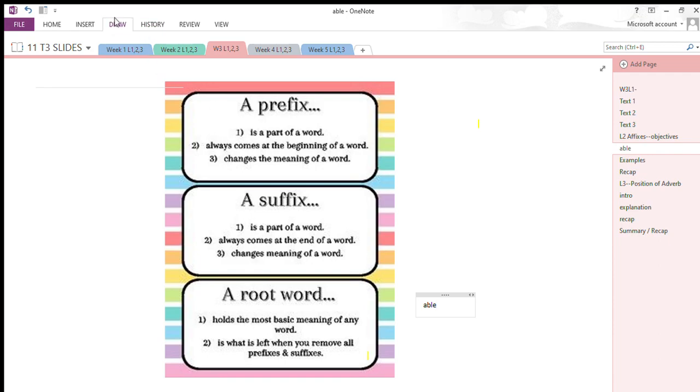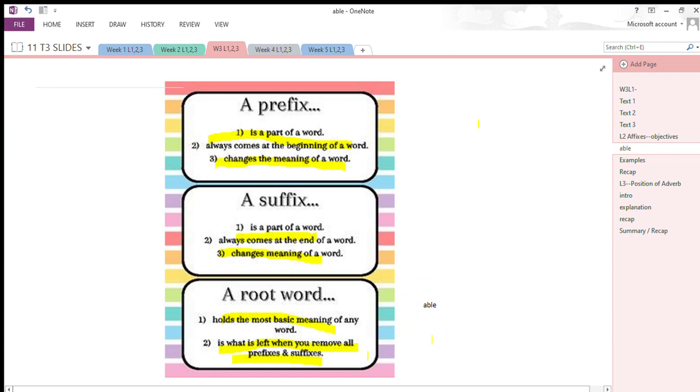A prefix is a part of a word and it always comes at the beginning of a word and it changes the meaning of a word. A suffix is a part of a word, it always comes at the end of a word and it changes the meaning of the word. And a root word holds the most basic meaning of any word. It is what is left when you remove all prefixes and suffixes. When you remove prefix and suffix, the word remains as it is.